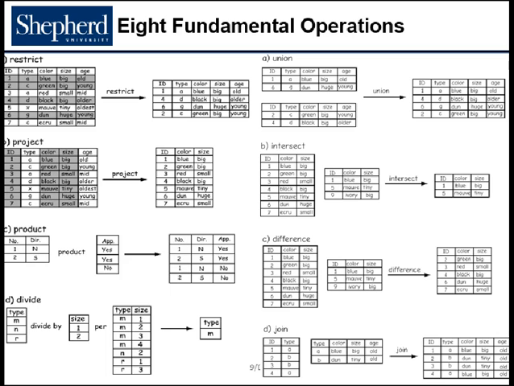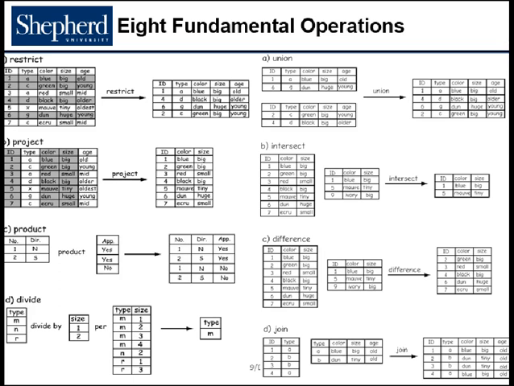Project operations return a subset of columns for a table, in effect subsetting the table vertically. Product operations combine all unique values in one table with all unique values in another table to produce a larger output table.